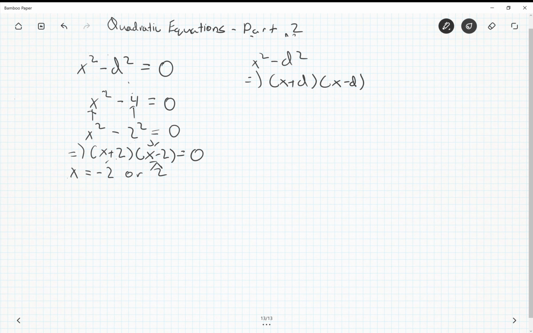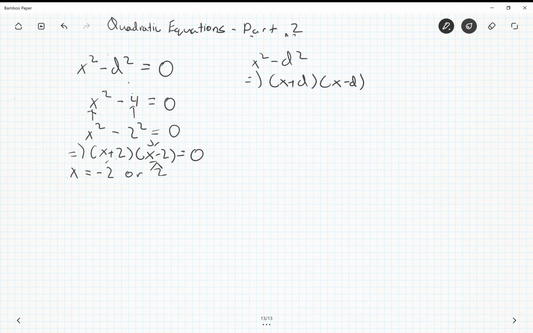And then once again, we can also substitute in 2. So it would be 2 plus 2 times 2 minus 2, which equals 0. So that would be 4 times 0, which equals 0. So once again, this solution also works. So we can see that when it is in the form of x squared minus d squared, we can use x plus d times x minus d.